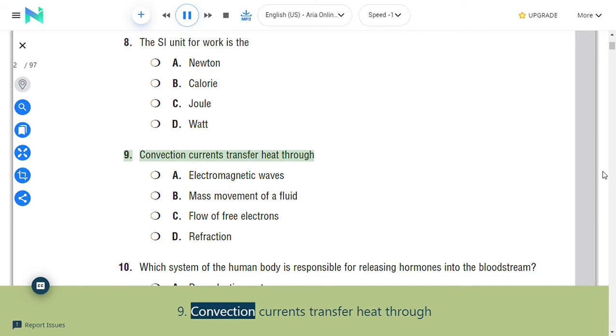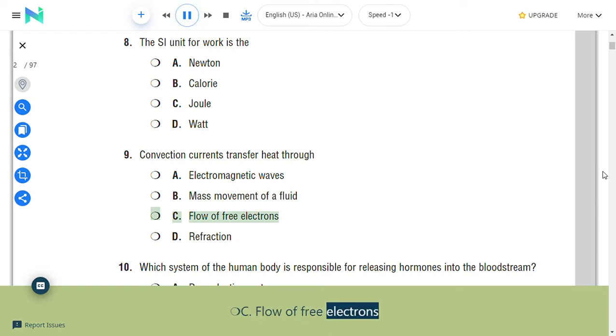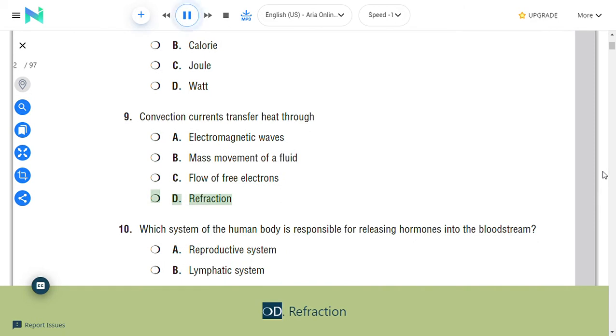9. Convection currents transfer heat through A. electromagnetic waves. B. mass movement of a fluid. C. flow of free electrons. D. refraction.